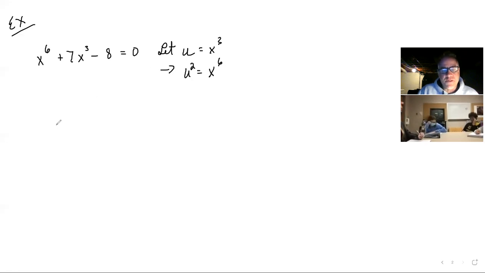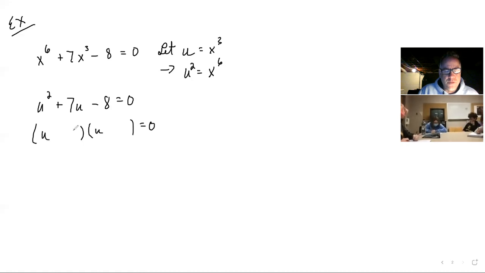So I can now make the substitution, and I'm going to have u squared plus 7u minus 8 equals 0. And then I just solve the quadratic. So it is factorable, so we'll solve it that way. I'll have u and u, 8 and 1. Need this to be positive, so we'll go plus 8 and minus 1.